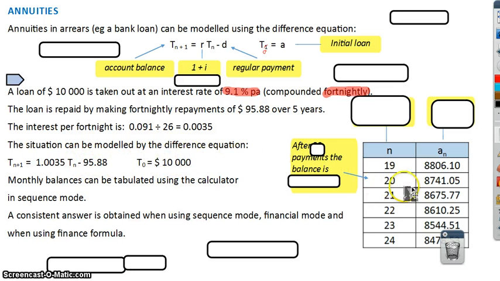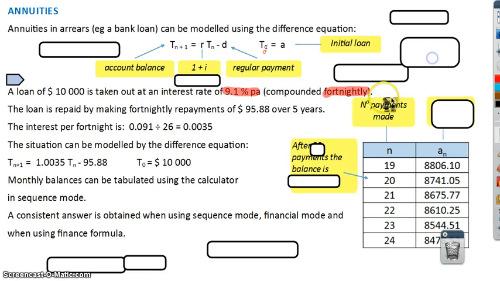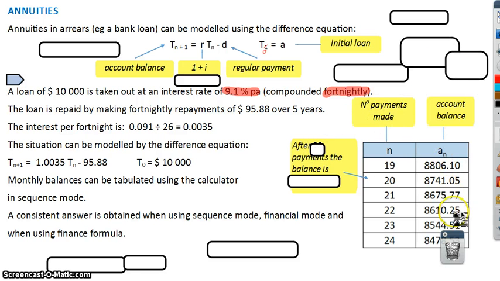10,000. Over here we can see the table, number of payments made, account balance, so how much we owe. So after 20 payments have been made, the balance is 8,741. That's how much you still owe.